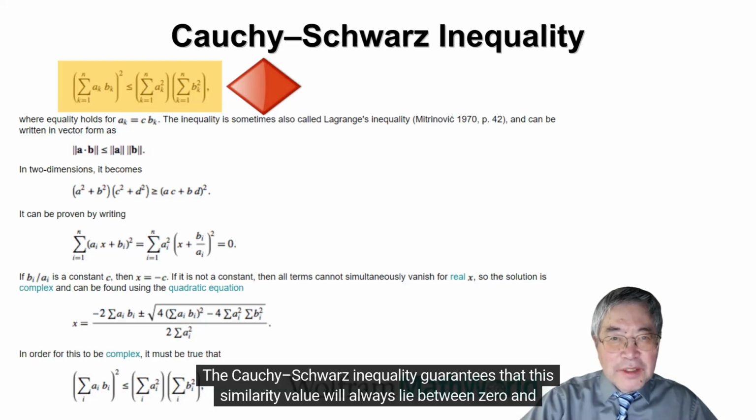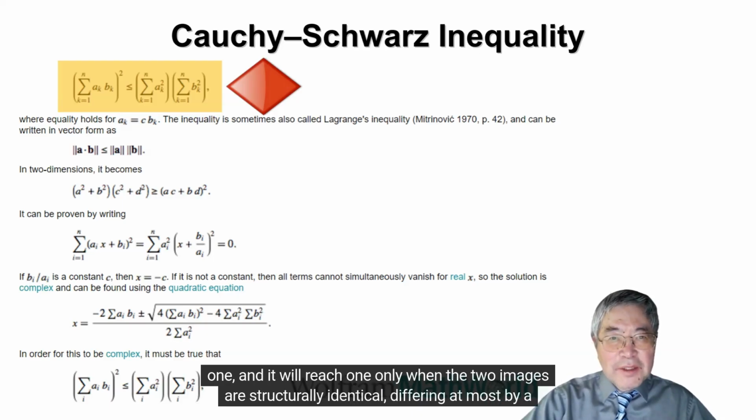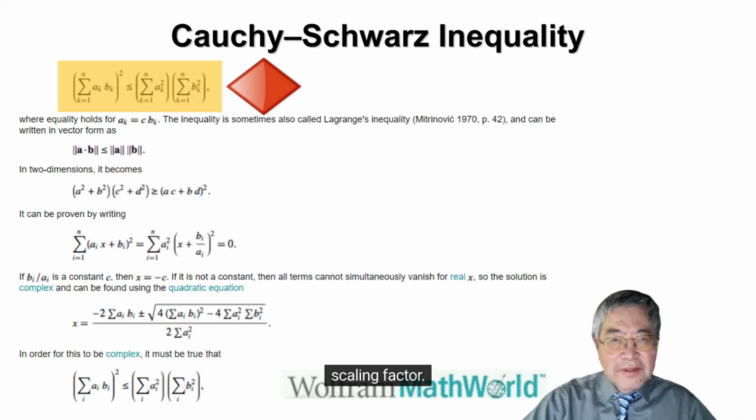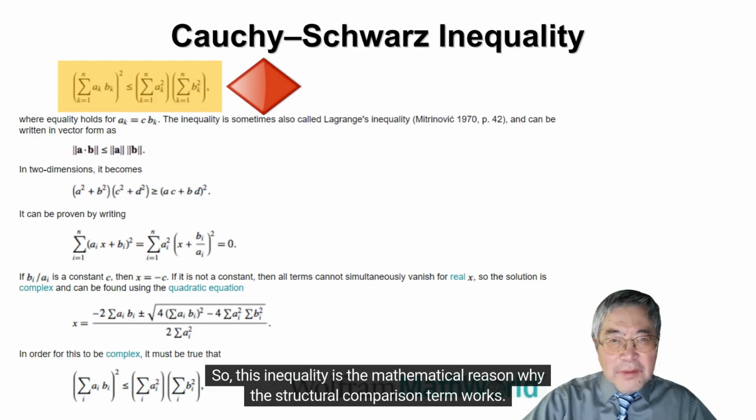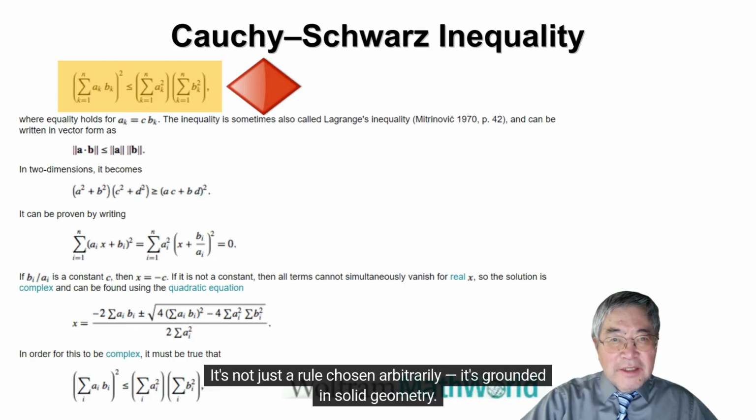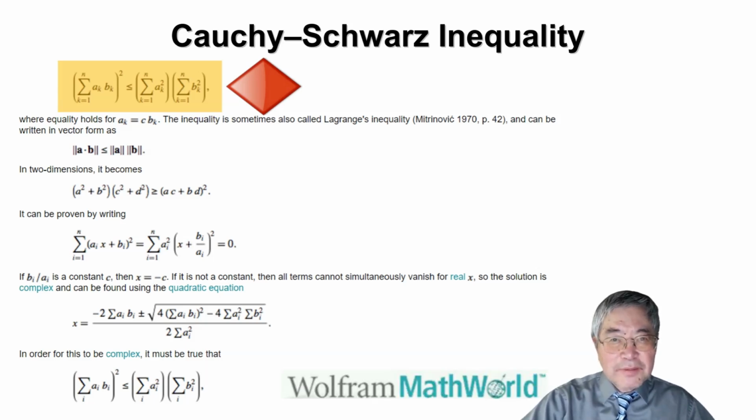The Cauchy-Schwarz inequality guarantees that this similarity value will always lie between 0 and 1, and it will reach 1 only when the two images are structurally identical, differing at most by a scaling factor. So this inequality is the mathematical reason why the structural comparison term works. It's not just a rule chosen arbitrarily, it's grounded in solid geometry.